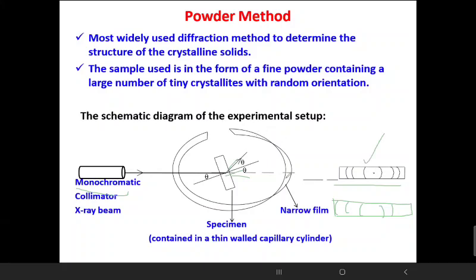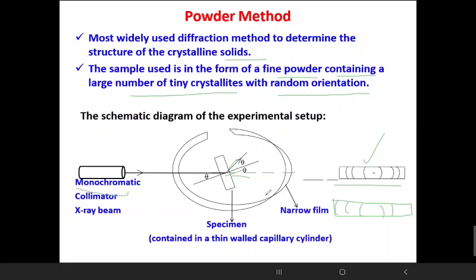Then you expand this circular film, and when you expand it, you get a rectangular film where you can find this type of diffraction patterns. It is the most widely used diffraction method to determine the structure of crystalline solids. The sample is used in the form of fine powder containing a large number of tiny crystallites with random orientation.